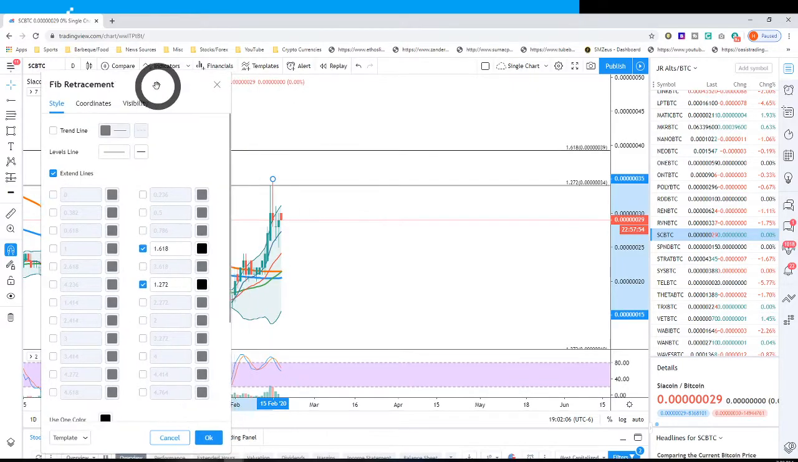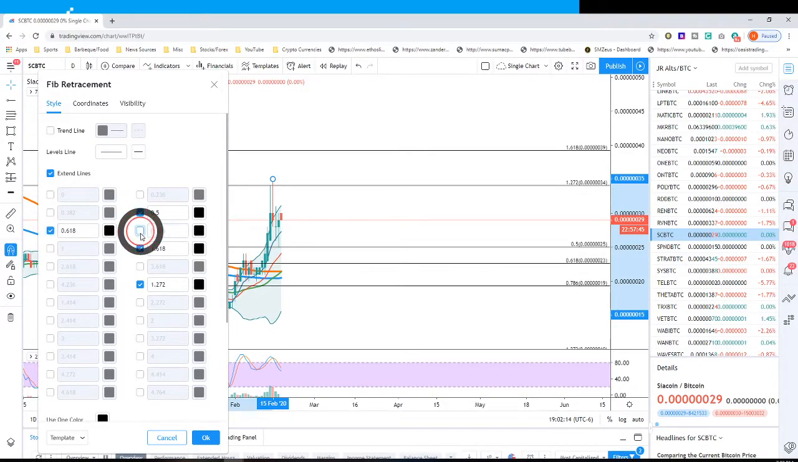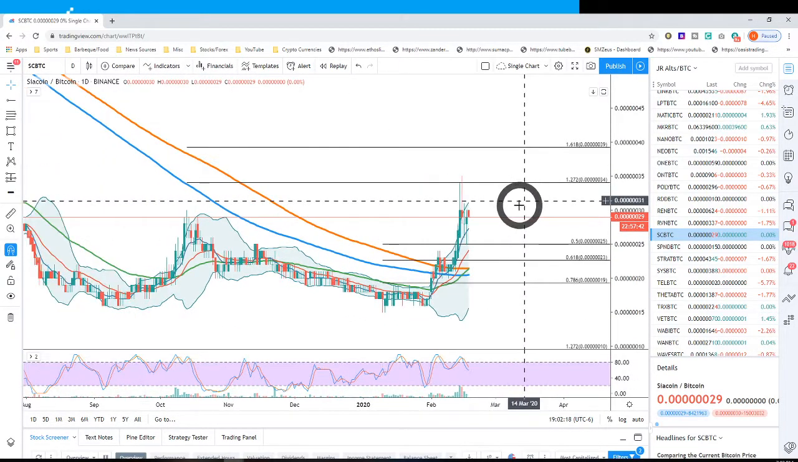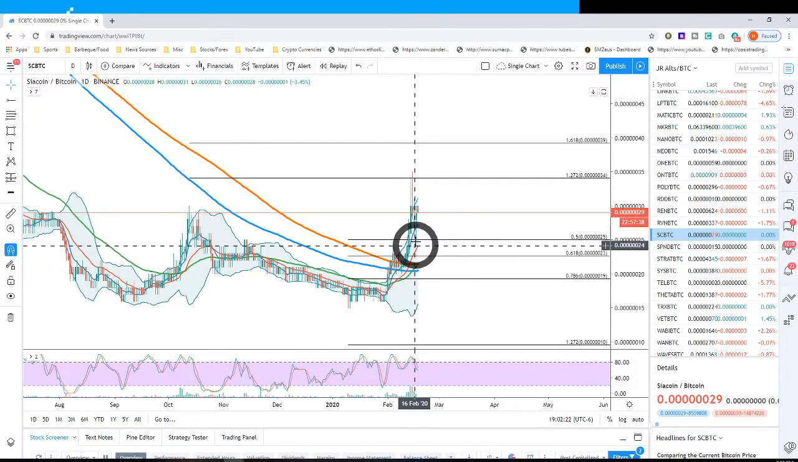And let's go. That actually went below the 38.2. There we go, 50% retracement. So again, it just basically retraced half of what it gained.